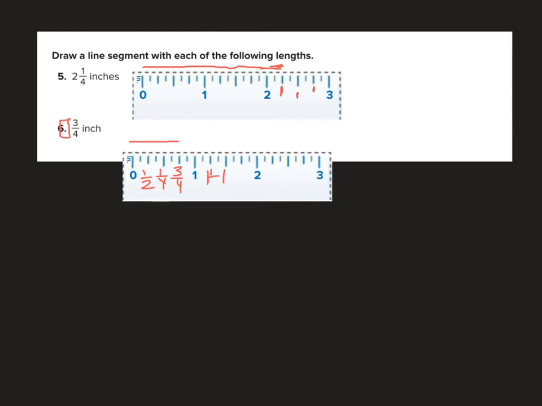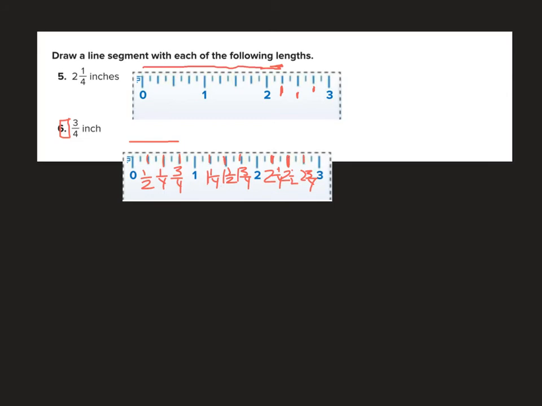1 and 1/4, 1 and 1/2, 1 and 3/4, 2. 2 and 1/4, 2 and 1/2, 2 and 3/4. So we're using these. The biggest line in the middle is the half, and then the other two bigger ones are fourths, 1/2, 3/4, 1/4, 1/2, 3/4, 1/4.